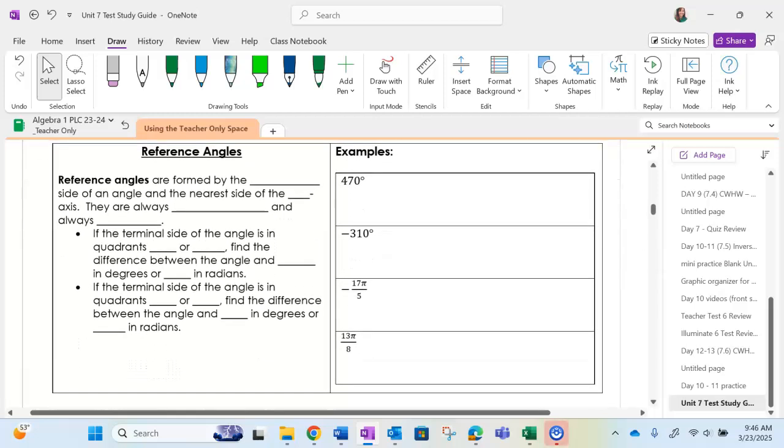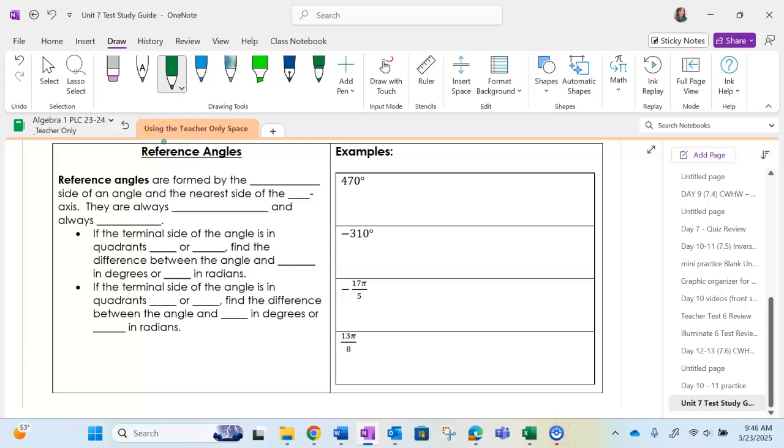Let's see what's going on here. Reference angles. Reference angles are formed by the terminal side of an angle and the nearest side of the x-axis. They are always positive and acute. Acute just means that they are less than 90 degrees. All right, that's all acute means. Less than 90 degrees.